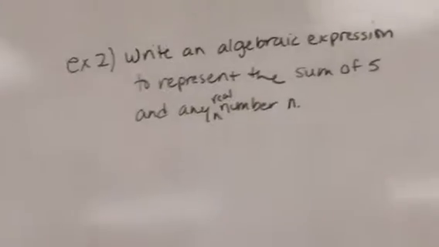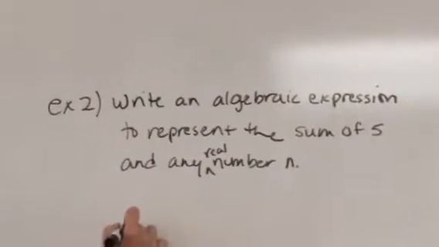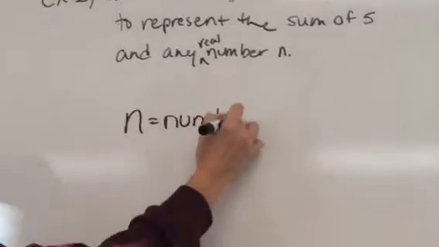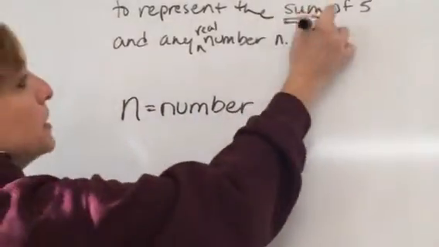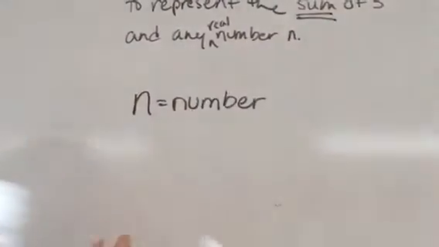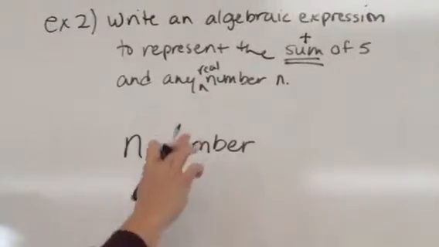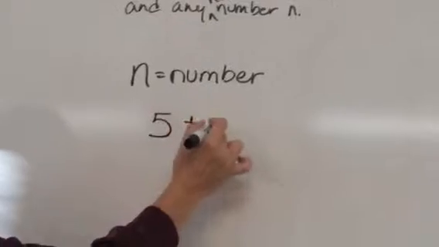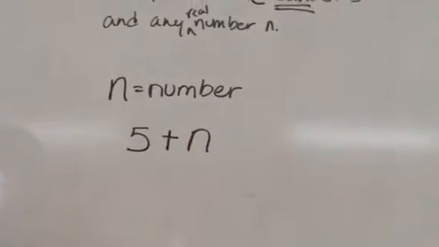Write an algebraic expression to represent the sum of 5 and any real number n. Okay, so n is our variable. That's going to be the number. Sum is important because sum means to add. So you want to represent the sum of 5 and any real number. So it's going to be 5 plus, because we're doing sum, and then n.